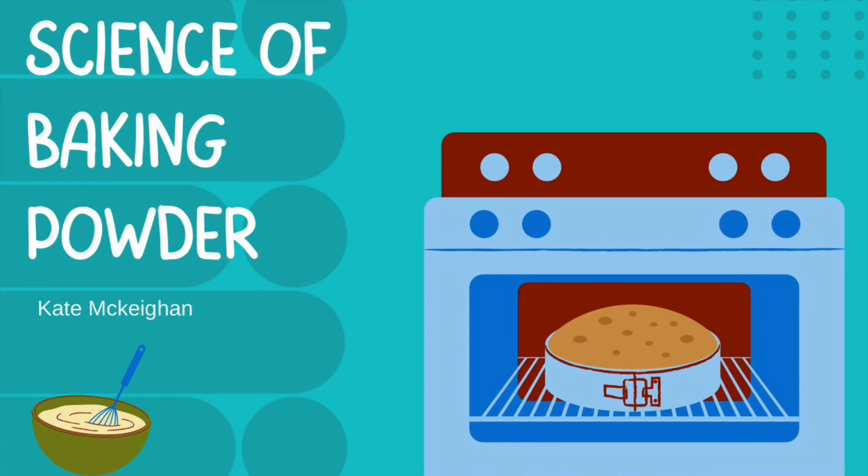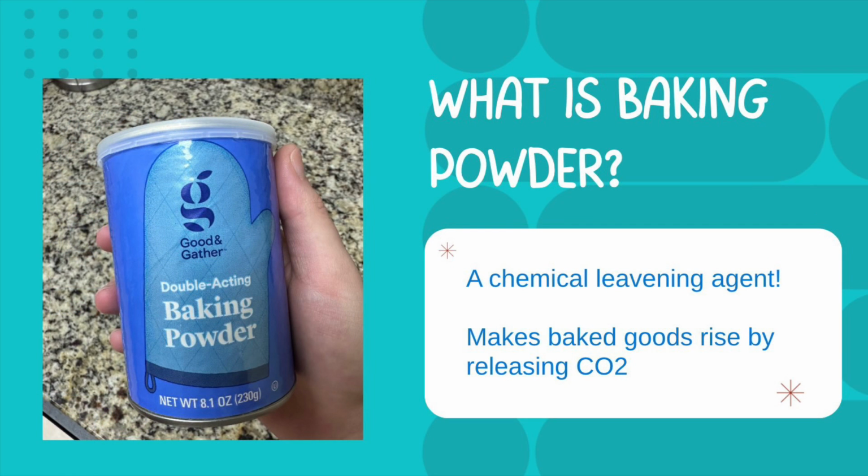Hi everyone, this is my video on the science of baking powder. So what is baking powder? Baking powder essentially is a chemical leavening agent, and that just means that it makes different baked goods rise by releasing carbon dioxide gas.